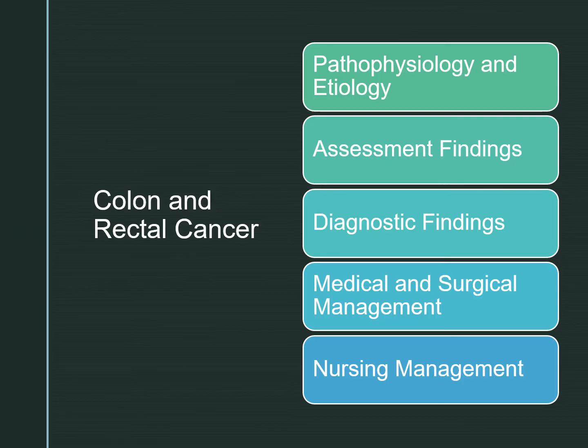And lastly, colon and rectal cancer. This can develop anywhere in the lower GI tract. Colorectal cancer is the third most common cancer in the United States. It can start from a benign adenoma. We may see an adenocarcinoma. Polyps are one of the precursors to colon cancer.